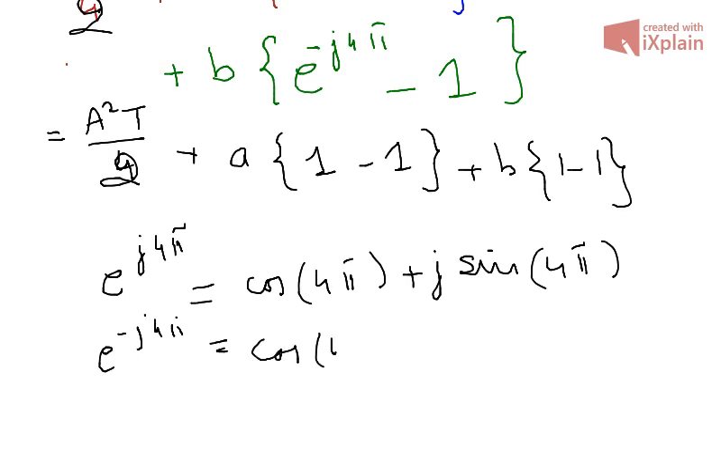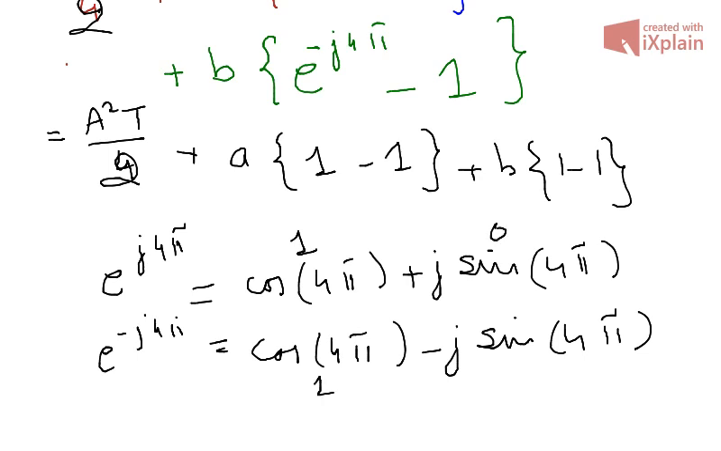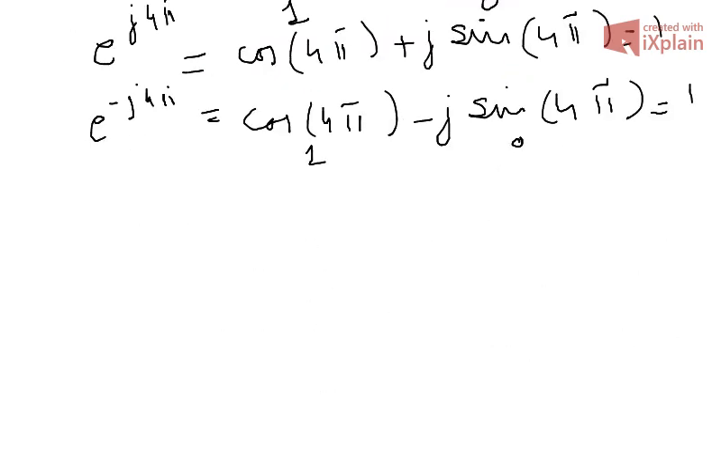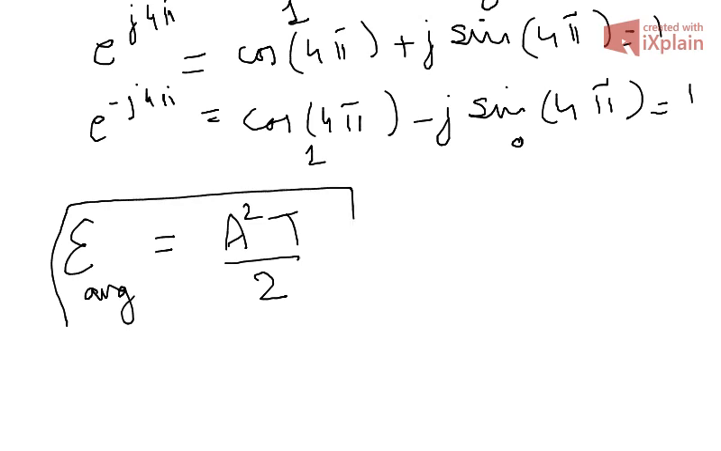Cos 4 pi minus j sin 4 pi. Right? So this is 1. This one is 0. This is 1. This one is 0. So you get 1 here, you get 1 here. If you see your integral, your integral is actually equal to A square T over 2. So this is the average energy of your QPSK symbol, A square T over 2.